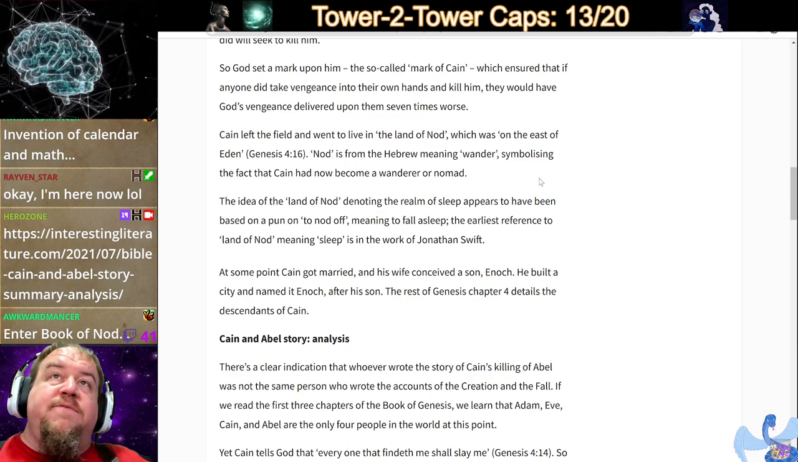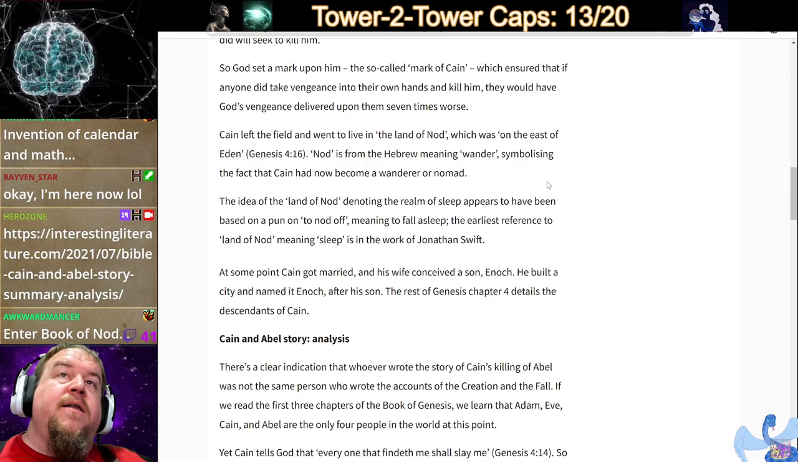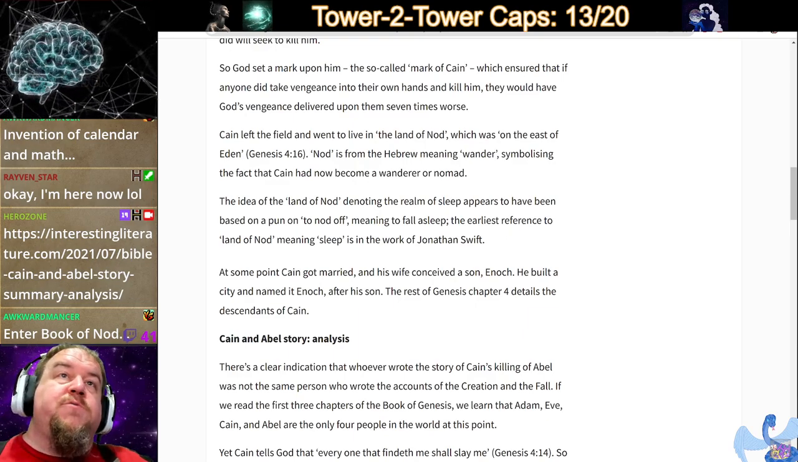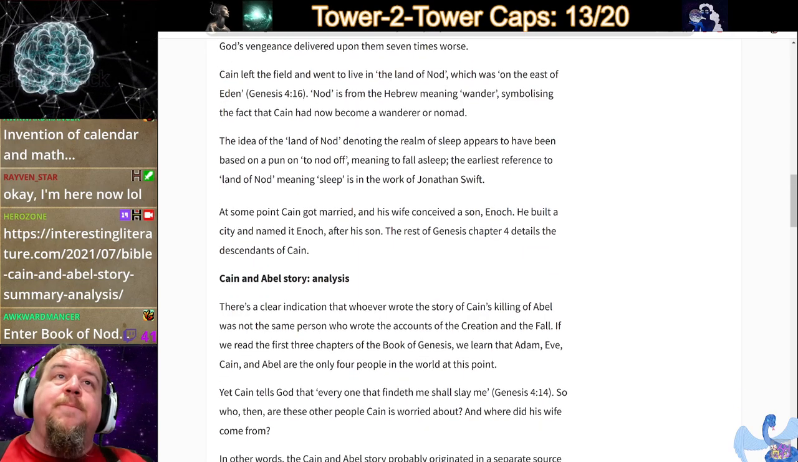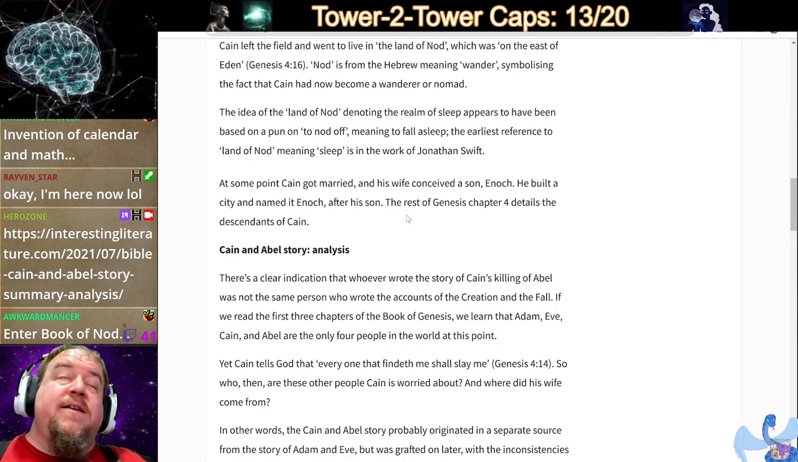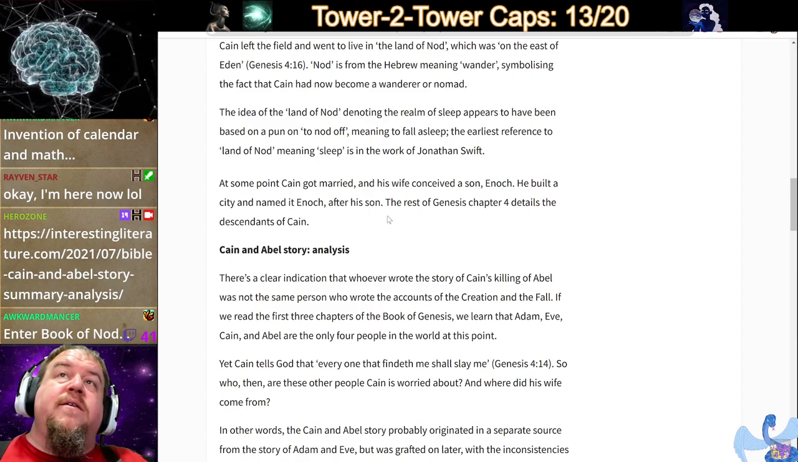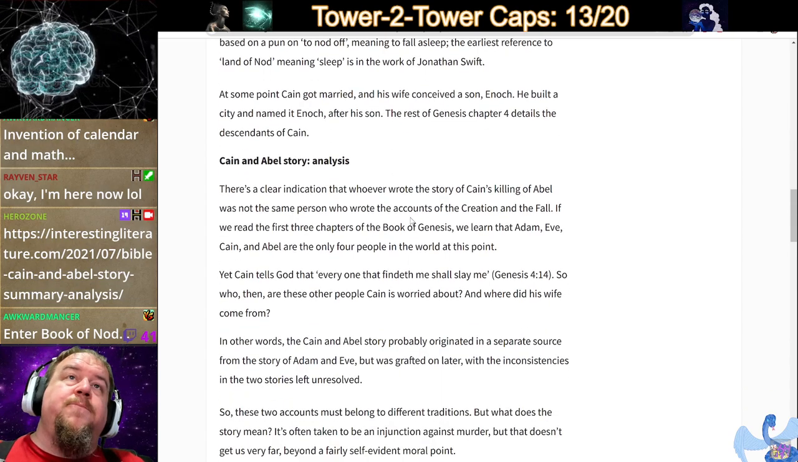The idea of the land of Nod denoting the realm of sleep appears to have been based on a pun on to nod off, meaning to fall asleep. The earliest reference to land of Nod meaning sleep is in the work of Jonathan Swift. At some point, Cain got married and his wife conceived a son, Enoch. He built a city and named it Enoch after his son. The rest of Genesis chapter 4 details the descendants of Cain.